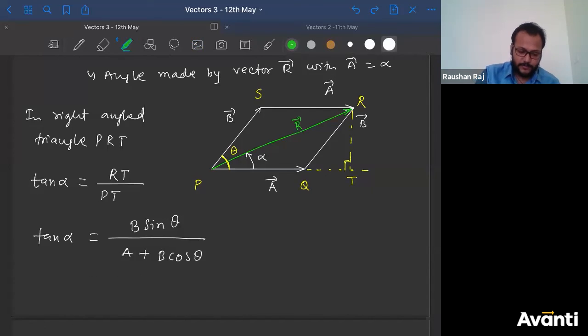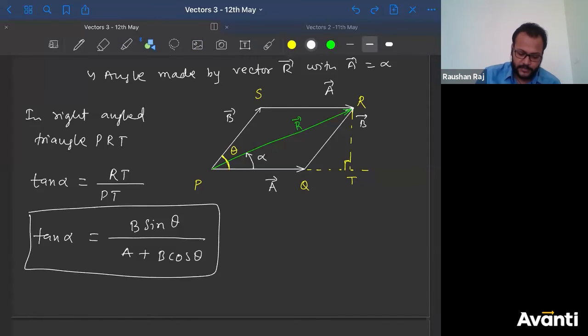This is what you have to remember. If you know the angle made by the resultant with any of the vectors, that will give you the direction. खत्म, कहानी खत्म. समझ में आया बच्चा लोग? Click yes if you understood this tan alpha value.